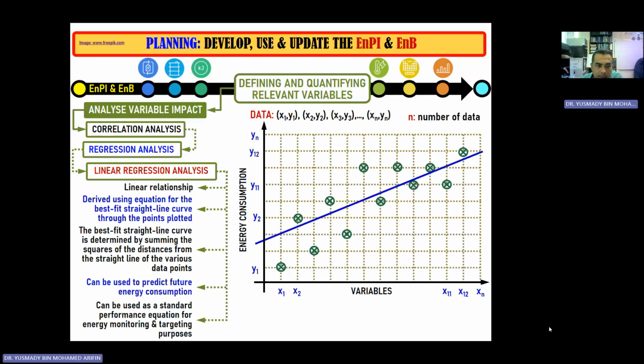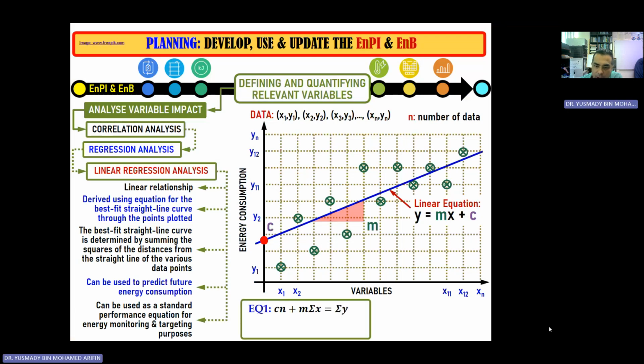So by using the linear regression, we'll have the linear relationship for all the data plotted on the graph, and the linear equation that we obtain from the linear regression will be y equals mx plus c. M represents the gradient of the line, and c represents the intersection of the line with the energy consumption axis.